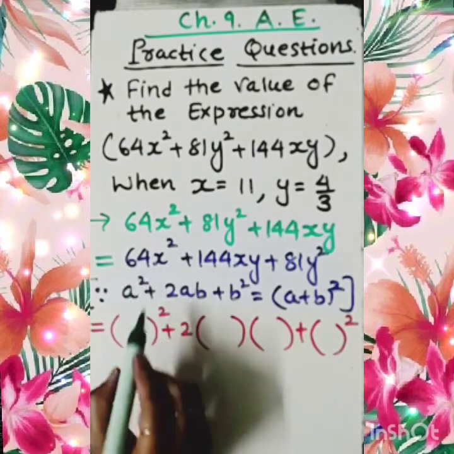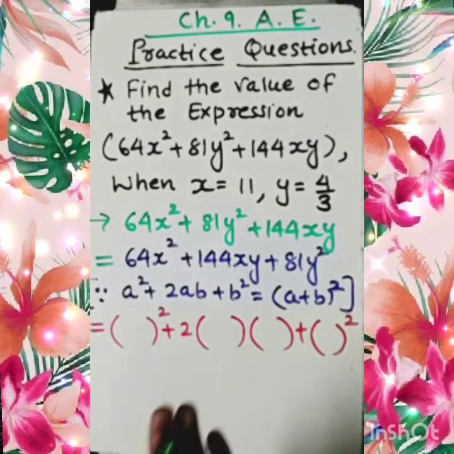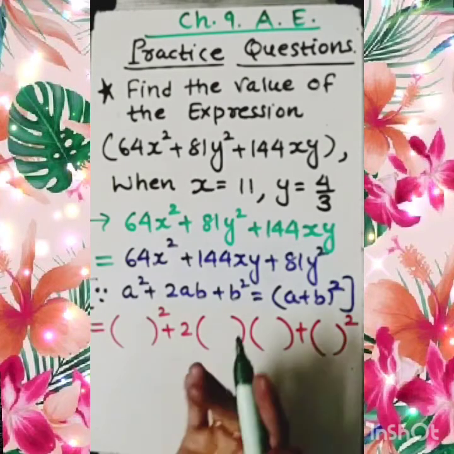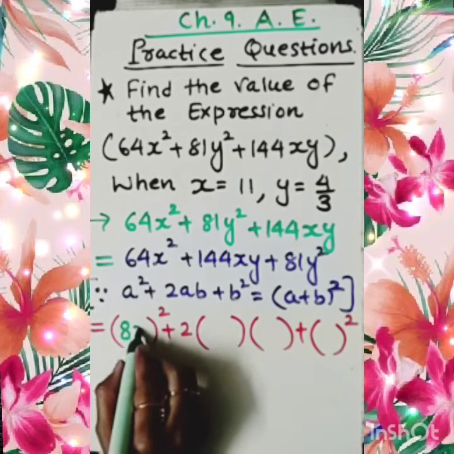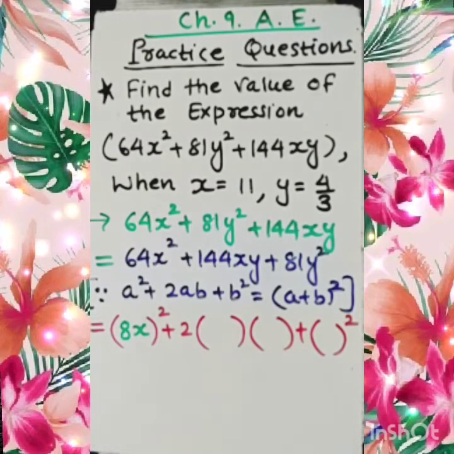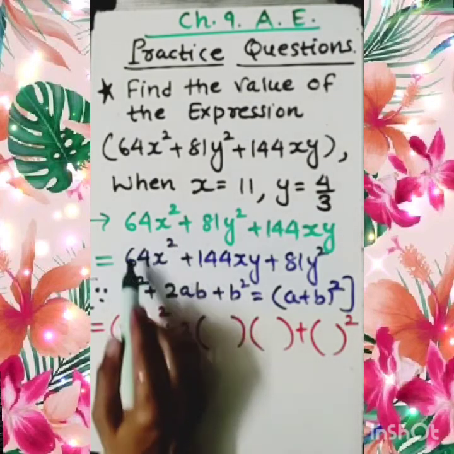Square of 64. 64 is a whole square. Of course, we know 8 times 8 is 64. So here it is 8, and x square is a square of x. So the first term is 8x. Only think about the first term and the last term. The first term is a square of 8x.